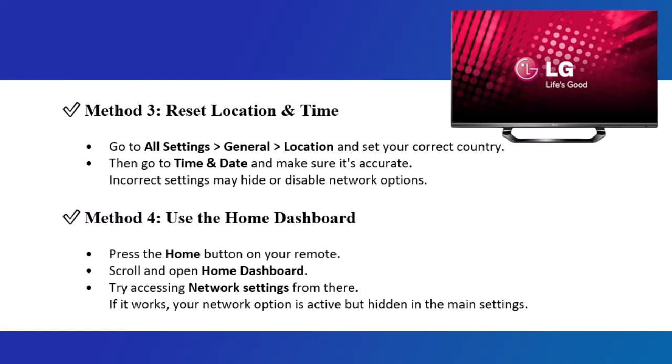Method 4. Use the Home Dashboard. Press the Home button on your remote. Scroll and open Home Dashboard. Try accessing network settings from there. If it works, your network option is active but hidden in the main settings.